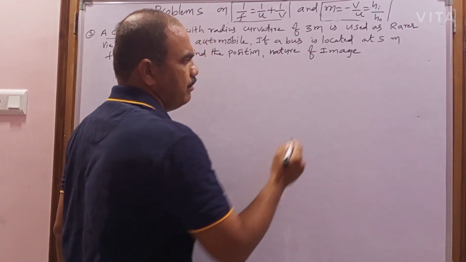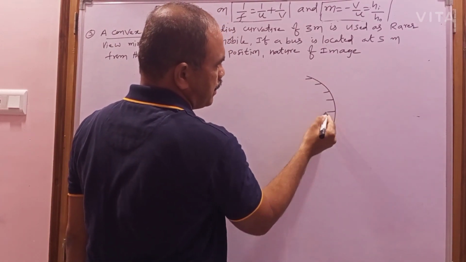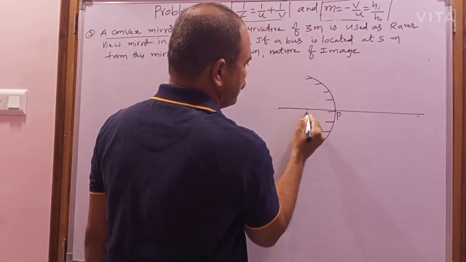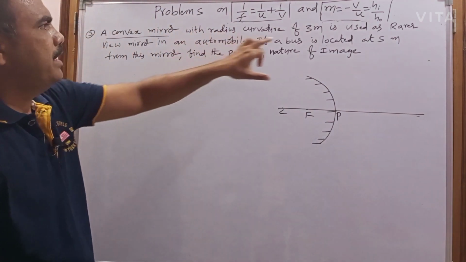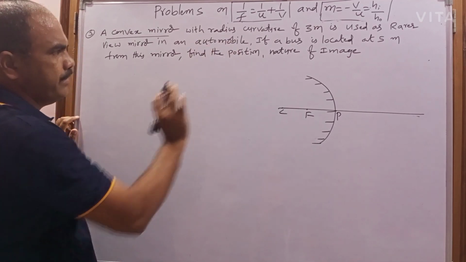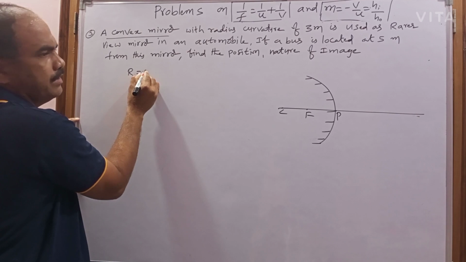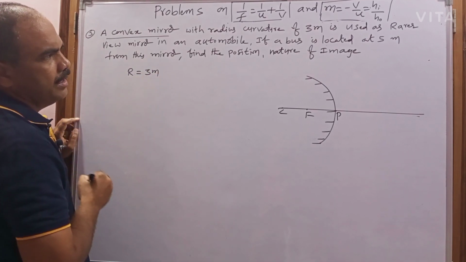Now in this problem, what is the problem? This problem belongs to the convex mirror. Now imagine it is a convex mirror. What is the radius of this convex mirror? It is given already. What is given and what do you have to find? First write. What is the radius of curvature? It is represented with the letter R. That is given as how much? 3 meter.